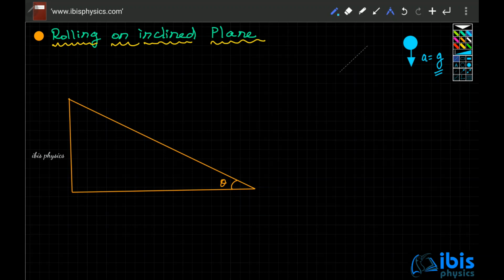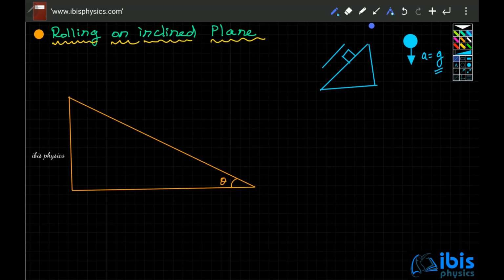Suppose you have an inclined plane like this, at an angle theta. If you have a block of mass m, it will slide downwards with an acceleration a, and if this angle is theta, then this acceleration a is equal to g sine theta. That's what we have studied. Now, this is a case of sliding. This object is sliding downwards on a smooth inclined plane.